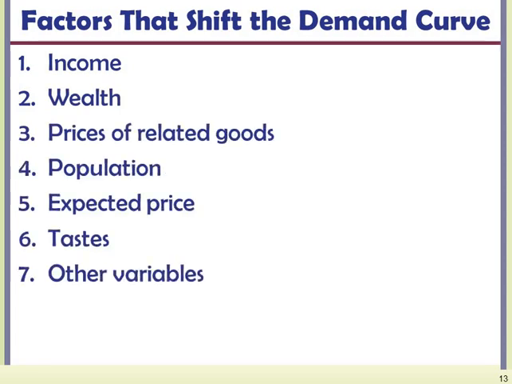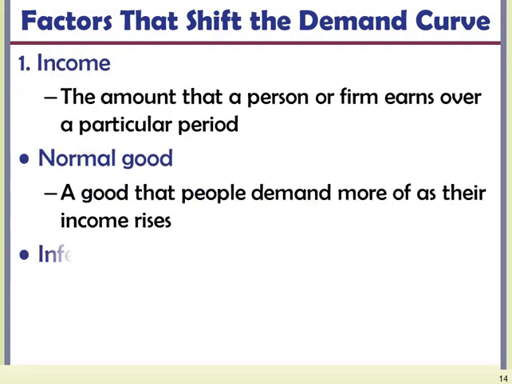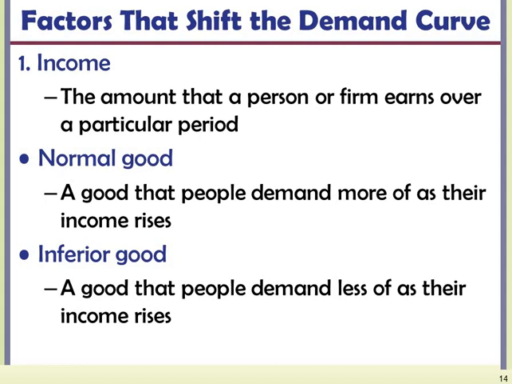Alright, so what are the factors that make the demand curve move or shift in different directions? So we have the income, wealth, price of related goods, population, expected price, taste, and other variables. Okay, let's talk about the income. Sa income, ito po yung amount that a person or firm earns over a particular period.